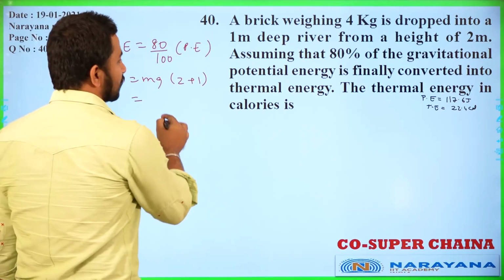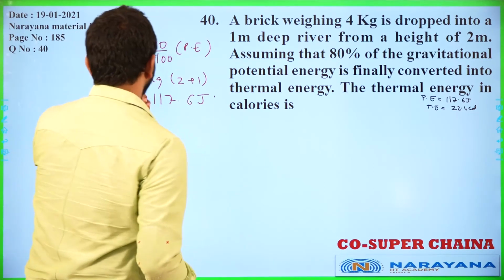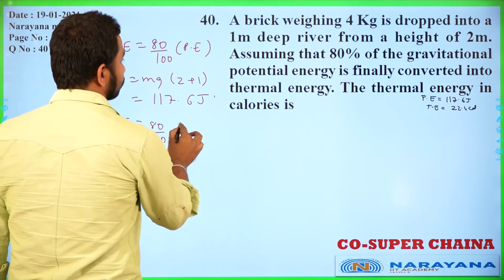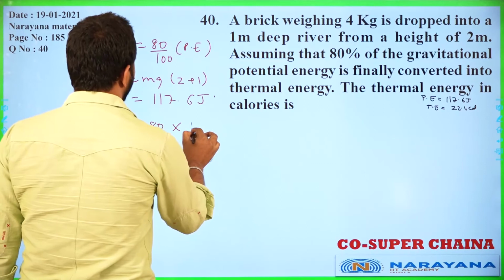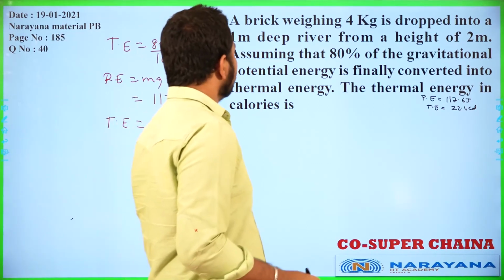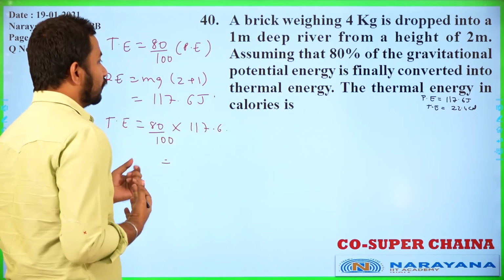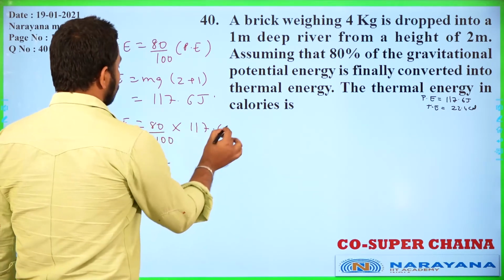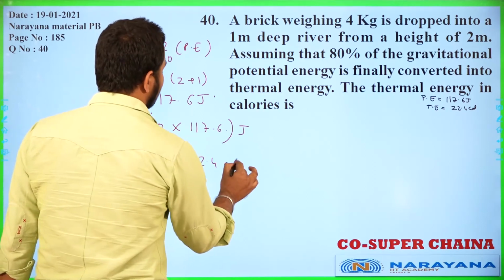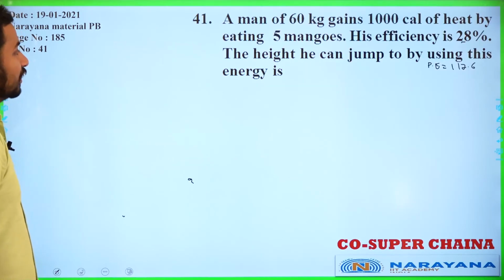So potential energy, if you substitute, we will get as 117.6 joule. Total energy will be 80% of this one. So 80% of this 117.6, okay. You have to get the values in calorie. So this value we get in joule, convert the required value into calorie, we will get 22.4 calorie. That will be the answer of this question, student. Okay, so let's proceed to the next one now.